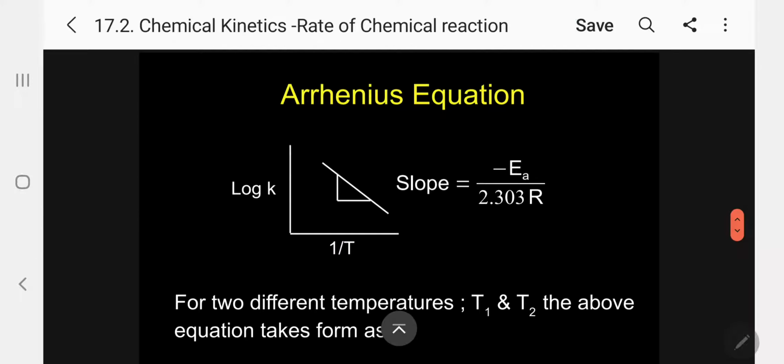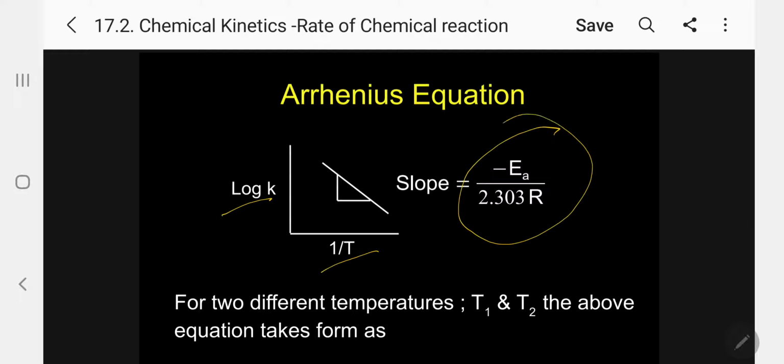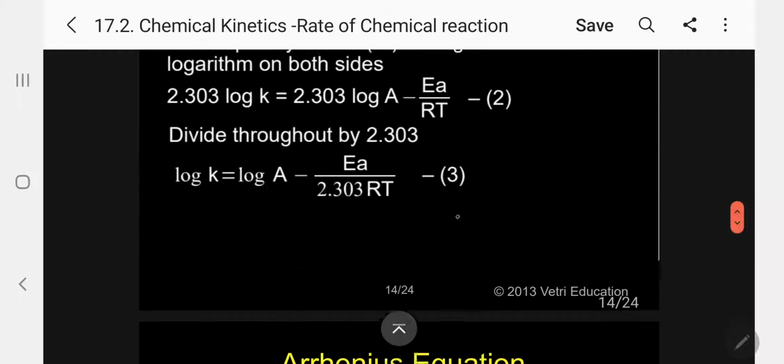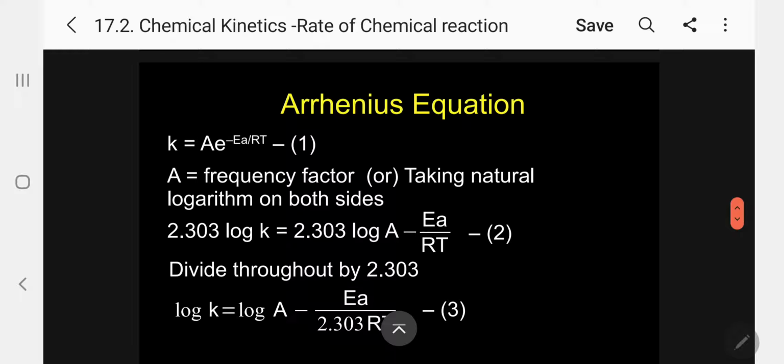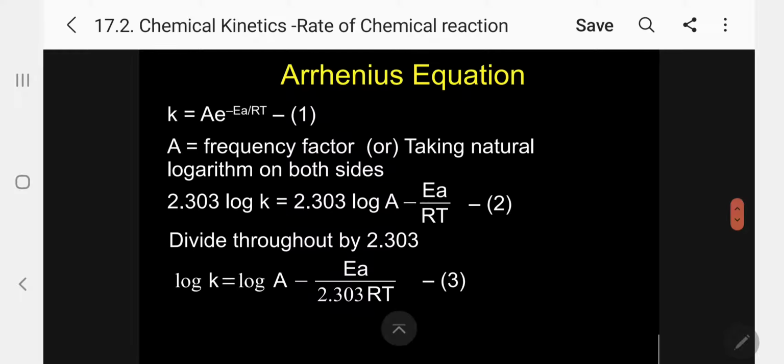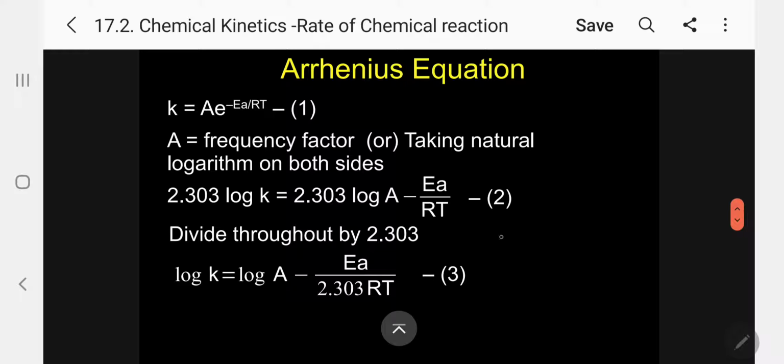Now I am plotting log K versus 1 by T. Now I am getting the slope as minus Ea by 2.303 R. That is, here we can calculate the energy of activation. Now kindly follow, by using this equation, number 3, I can write for 2 different temperatures.